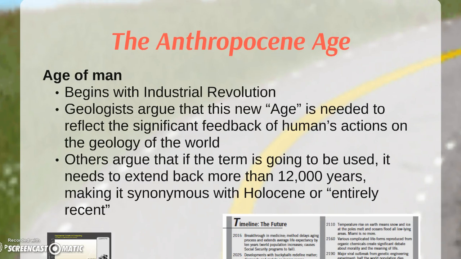So our book calls this the Anthropocene Age, or the Age of Man, which began with the Industrial Revolution. Geologists argue that this new age is needed to reflect the significant feedback of humans' interactions on the geology of the world. Others argue that if the term is going to be used, it needs to extend back more than 12,000 years ago to the agricultural revolution, making it synonymous with Holocene, or entirely recent.